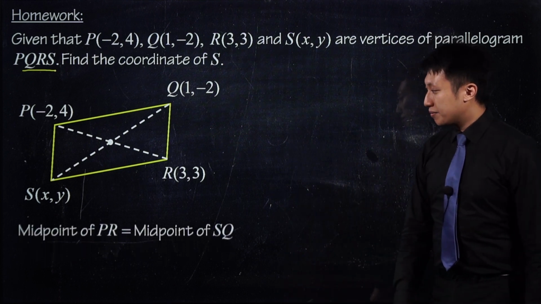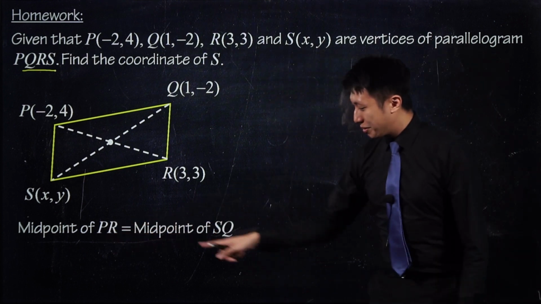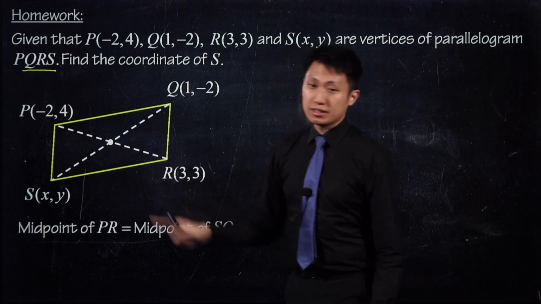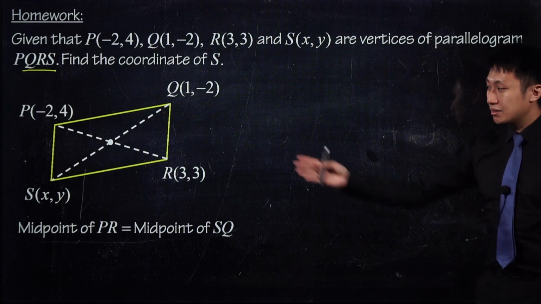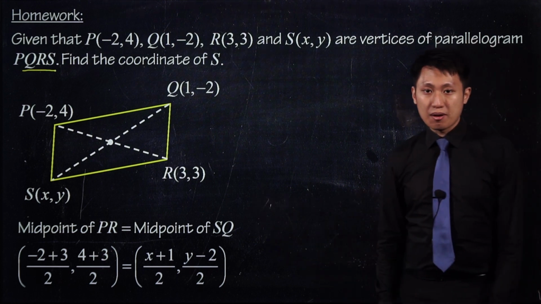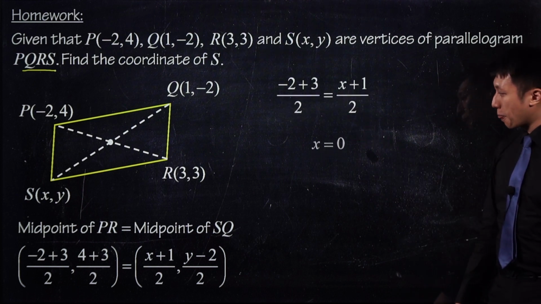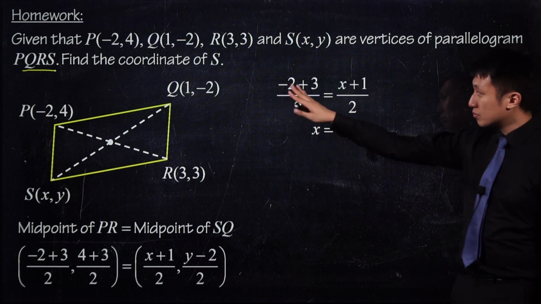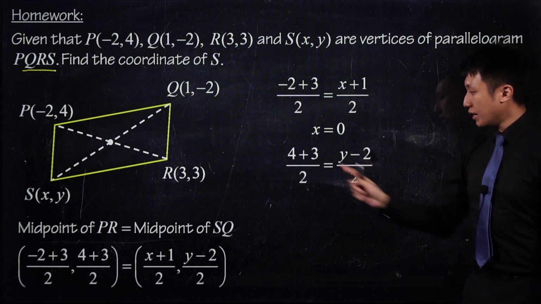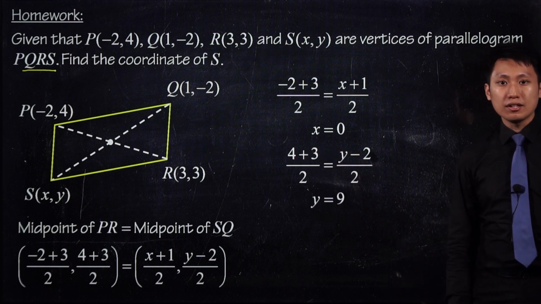Okay, right. So the midpoint of PQ is equal to the midpoint of PR is equal to the midpoint of SQ. This one you know, right? This one's middle is here, this one's middle is here, so they meet at the same point. So you want to find XY, the coordinate of S. Then what you need to do is add them up, divide by 2, add them up, divide by 2, compare both sides, and you get this one. So x is equal to 0. This is 1 over 2. So x is 0. The other one, you want to find y. So sum them up, put it to one side, then you get y equal to 9 and so on.